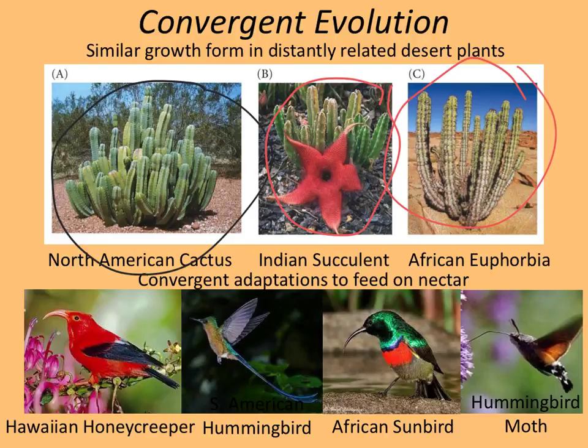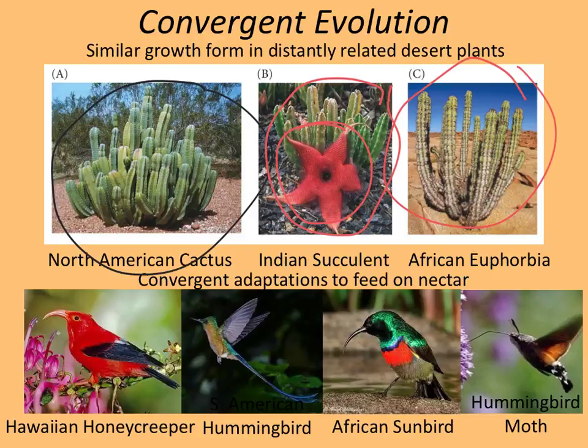Also, that flower there, that flower stinks. It smells like rotting meat, like carrion. And it's actually pollinated by flies that come and lay their eggs, thinking they're actually laying their eggs in meat when they're actually laying it in a flower. And that's in India, but there's one in South America, there's one in Africa, same sort of thing. In other words, there's convergent evolution in that kind of pollination.